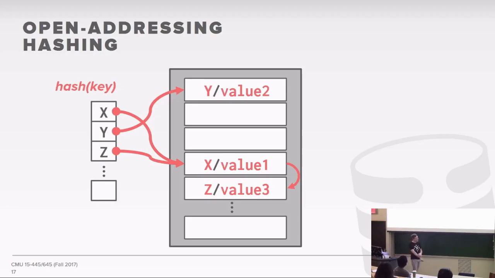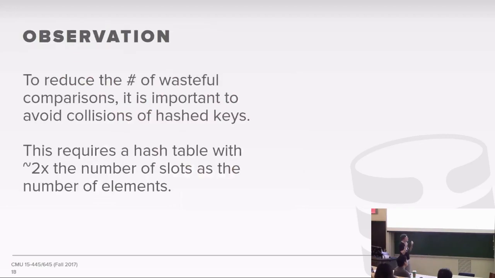Okay. So again, this is everything that we said before, that essentially to reduce the number of wasteful comparisons, we want to avoid collisions on the hash keys, because again, we'll have X and Z mapping to the same location, even though they're actually distinct values. So typically what you need to do is allocate your hash table to be approximately 2 times the number of elements you expect there to be. And that ensures that for every single slot, there'll always be some gap that comes after it.